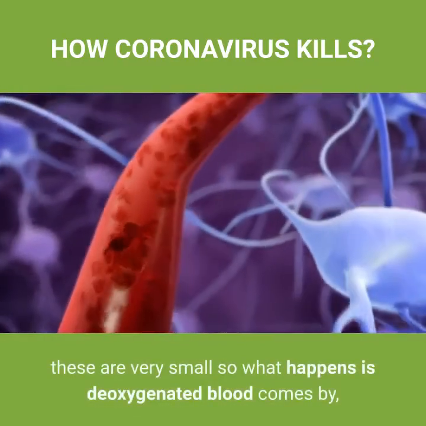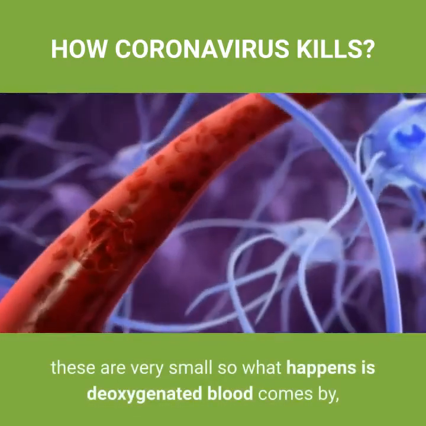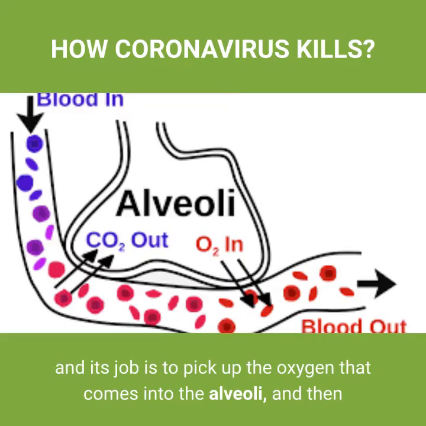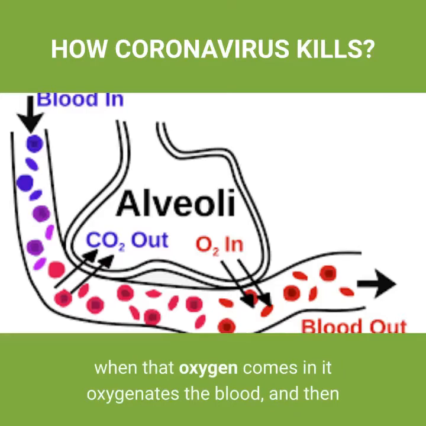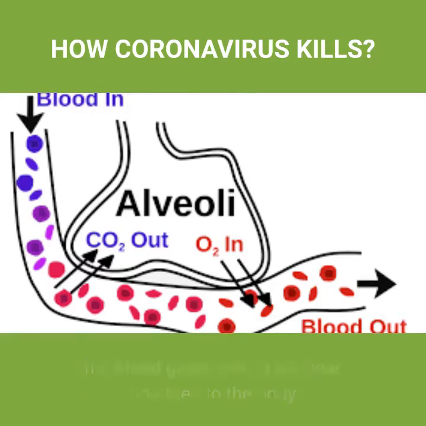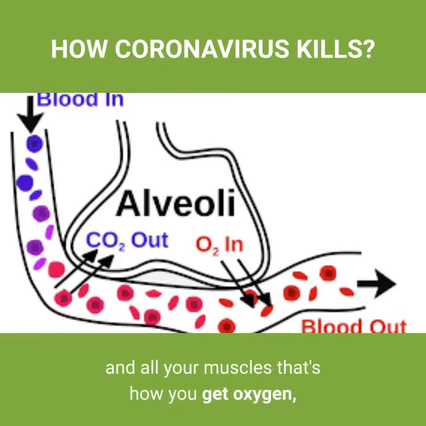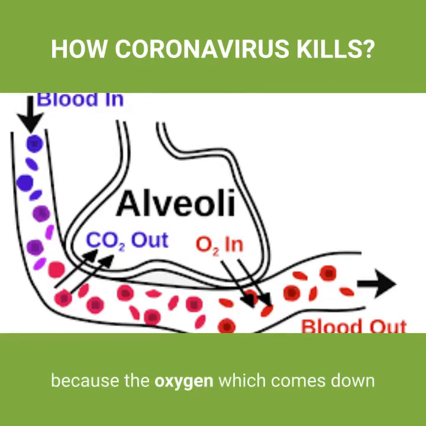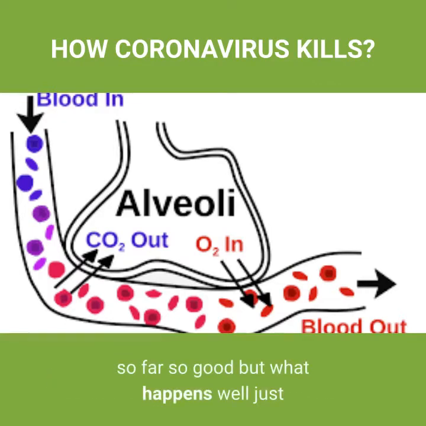These are very small, so what happens is deoxygenated blood comes by, and its job is to pick up the oxygen that comes into the alveoli, and then when that oxygen comes in, it oxygenates the blood, and then that blood goes back to the heart and then to the body and all your muscles. That's how you get oxygen, and so you can imagine that this is very thin because the oxygen which comes down here has to diffuse into the bloodstream. So far so good, but what happens?